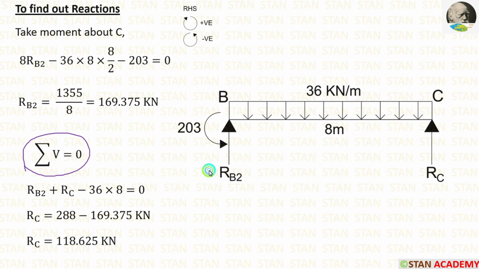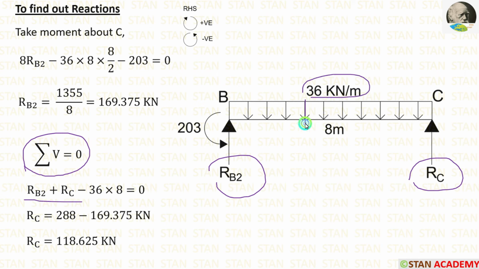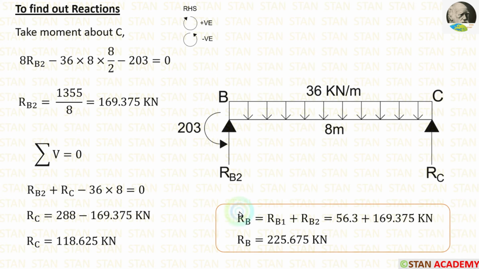Now let us apply the rule summation of vertical forces is equal to 0. Here we are having three vertical forces. RB2 and RC are acting upwards, so they will be positive. The UDL is acting downwards, so it will be negative. When the UDL comes, we have to multiply with the distance to get the total load. Finally, we are getting RC. We have calculated the reaction in the point B 2 times, so let us add them. Finally, we are getting RB.